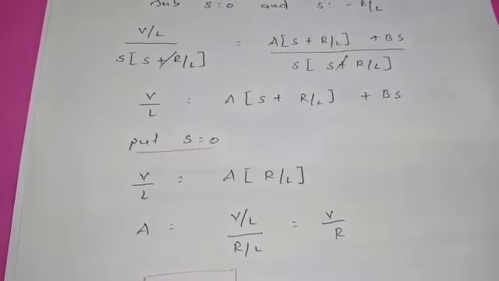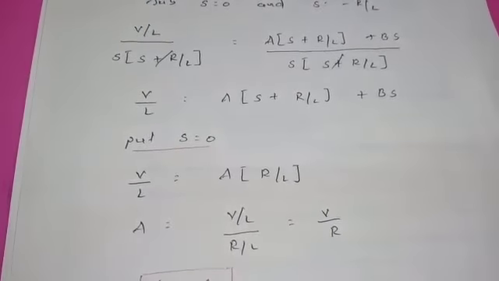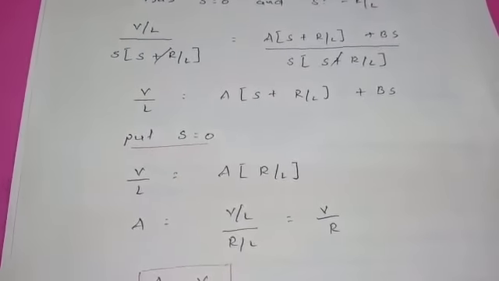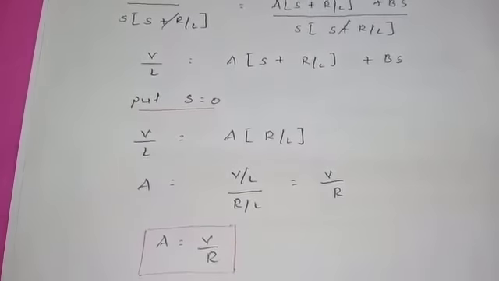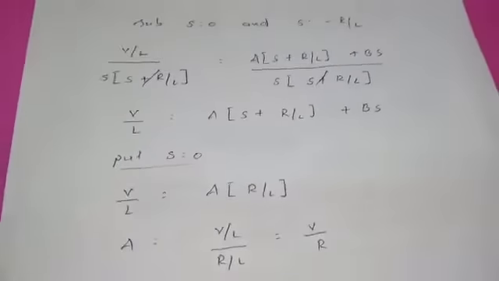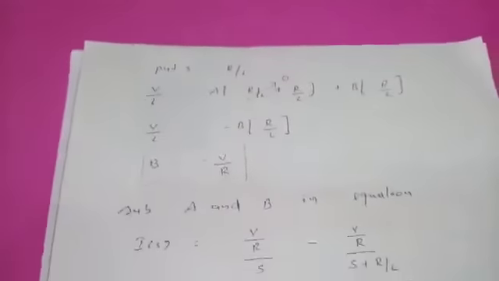So therefore the A value, A is equal to V by L divided by R by L, which is equal to V by R. So we get the A value as V by R. So A is equal to V by R. Second, substituting S is equal to minus R by L.